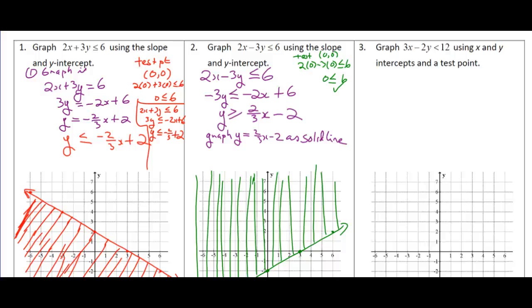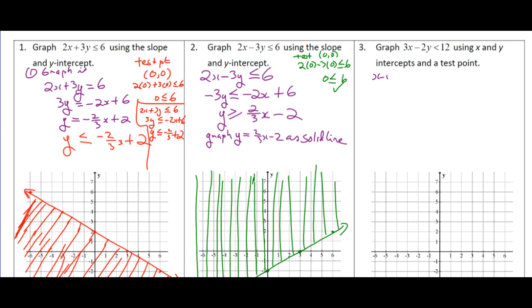Graph 3x minus 2y is less than 12 using x and y intercepts and a test point. So the thing is, if I don't put this into slope-intercept form, then I really don't know which way to shade, whereas here I know: greater than or equal to, less than or equal to. If I'm going to graph this using x and y intercepts and a test point, then I'm going to have to graph the bounds. So first we're going to graph the intercepts.